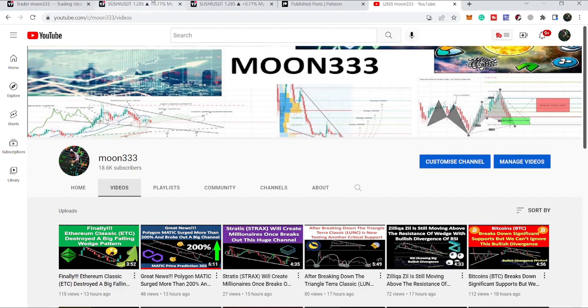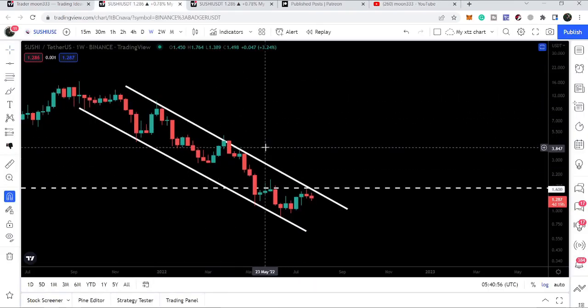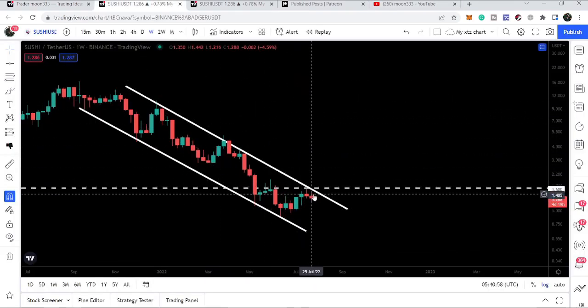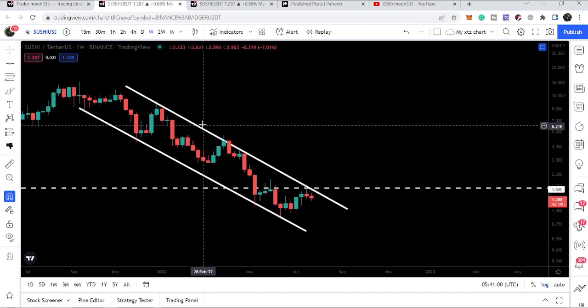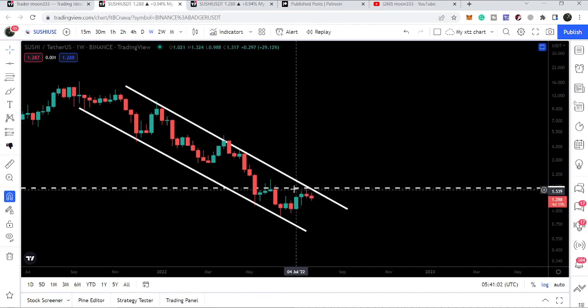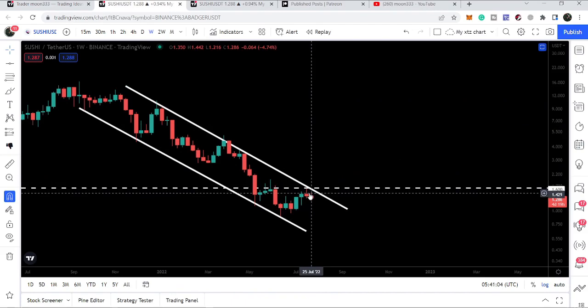In today's analysis, we will take a look at this long-term down channel, and right now you can see that SushiSwap is getting rejected by this resistance of the down channel and this resistance of $1.60.